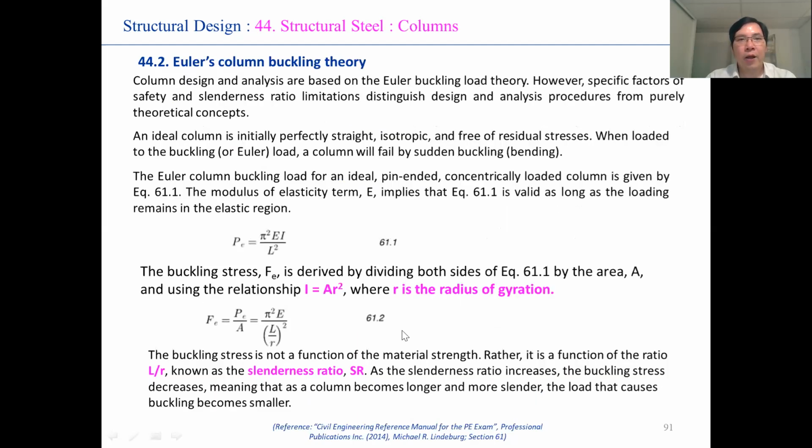And in this slide, I show you a reminder of the theory about Euler column buckling theory. So you can calculate the buckling load given by this equation, and after, the buckling stress Fe is calculated by this equation.